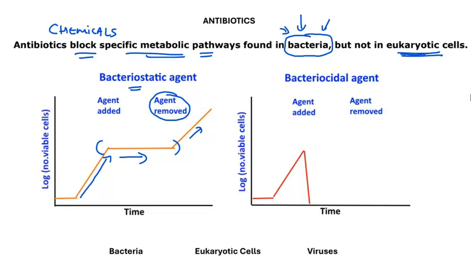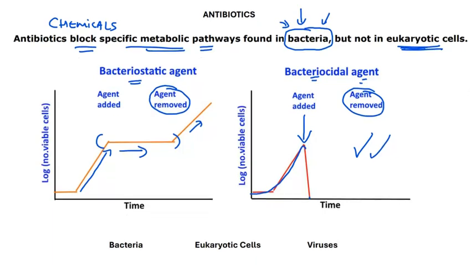On the right-hand side are bactericidal agents, a different chemical, and you can see here that the population has increased with the infection, and then we have the application of the bactericidal agent, and the population of bacterial cells is decimated. And if you remove the agent at that point, then it has no effect. And so I suspect that this is the type of antibiotic with which you have had most experience.